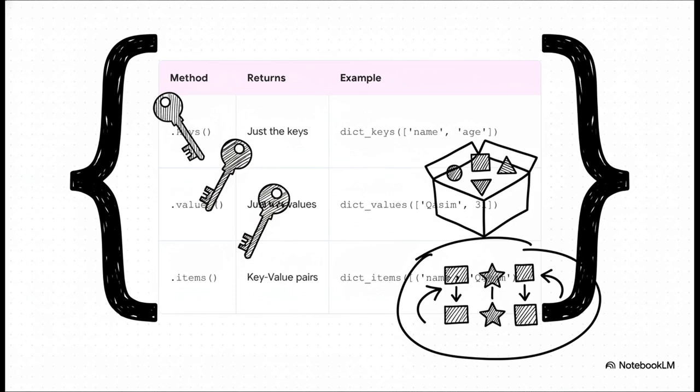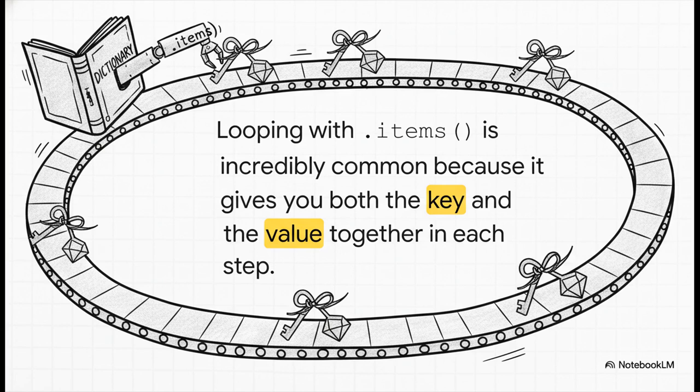Then there's .values, which gives you all the values. Great if you just need to do math on the numbers or something. And finally, the most powerful of the three, .items. This one gives you both the key and the value, bundled together as a pair. And that items method is the one you'll probably use the most, especially when you're looping. Because let's be honest, most of the time you want to work with both the key and its value at the same time. Items just hands them to you on a silver platter in every single step of your loop.